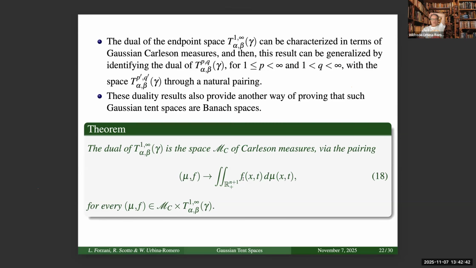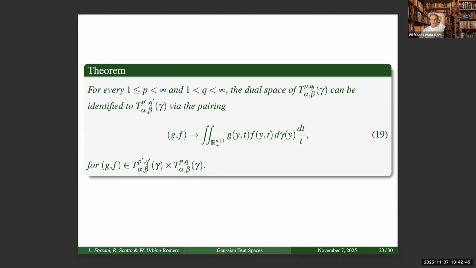This is only for 1 and infinity, but we are also able to prove it for p and q, where p is bigger or equal than 1 and less than infinity, and q is in 1 to infinity. In that case we have this pairing for the tent spaces, this duality. And I should say the p prime and q prime are the usual ones, the dual exponents of p and q, I mean 1 over p plus 1 over p prime is equal to 1. And the same is true for the other one.